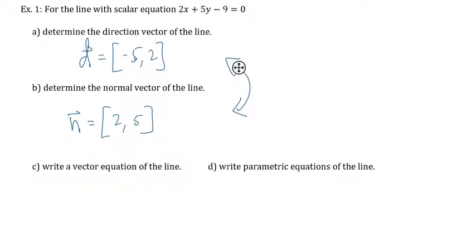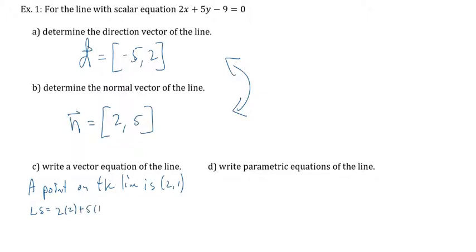So a point on the line is 2, 1. I got that by inspection. 2 times 2 is 4, plus 5 times 1, which is 5, which is 9, minus 9. Just think about it, right? The left side equals 2 times 2 plus 5 times 1 minus 9, which equals 0, which equals the right side.